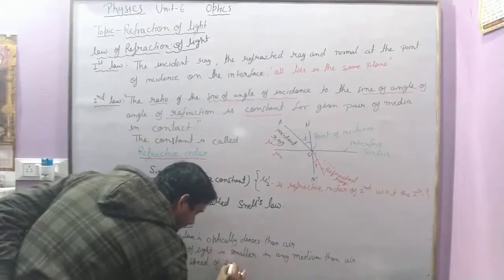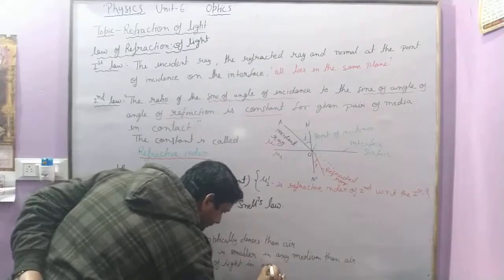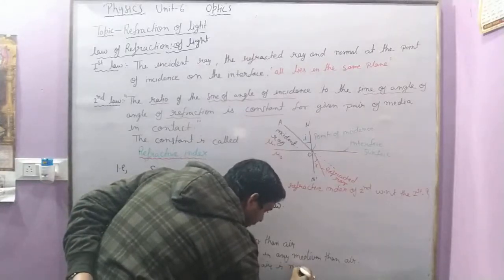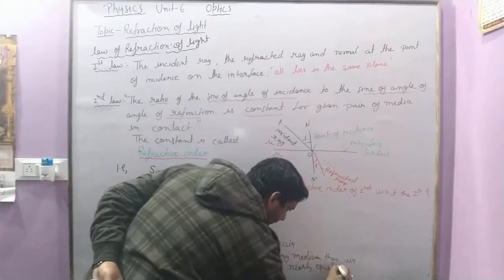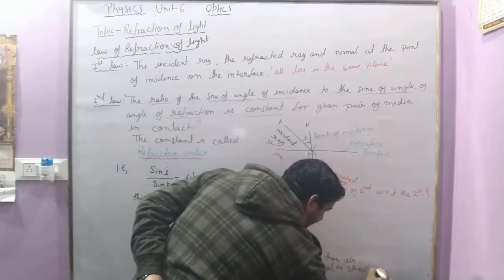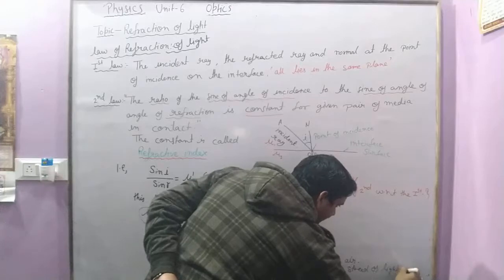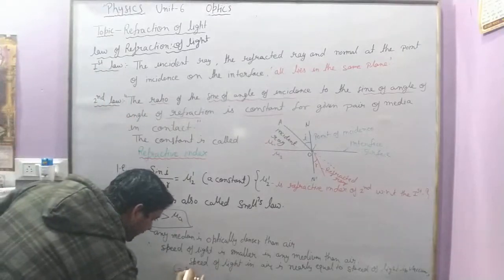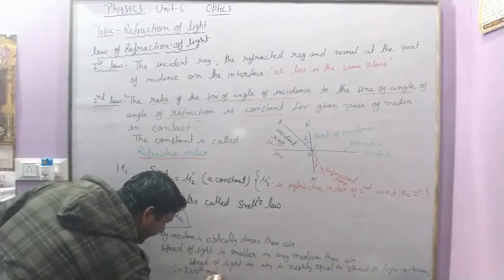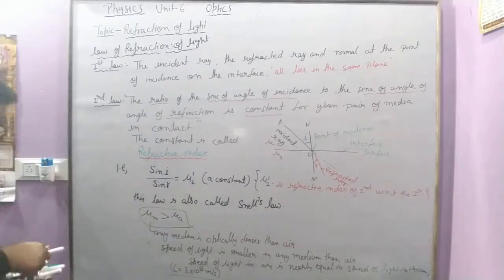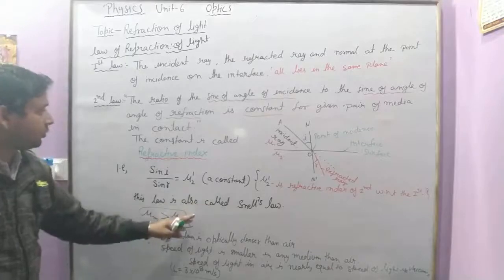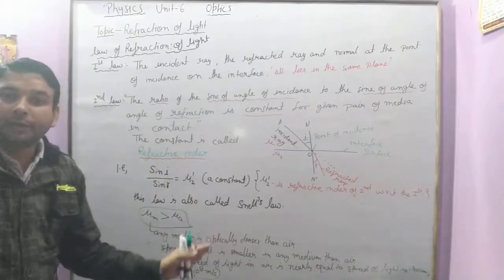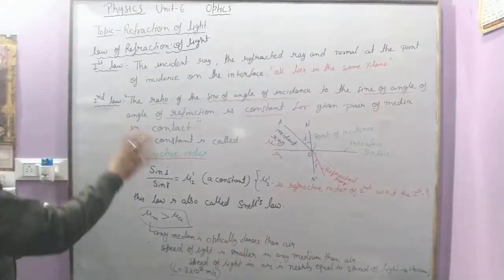Okay, and the speed of light in air is nearly equal to the speed of light in vacuum, that is c equal to 3 into 10 to the power 8 meter per second. Now we can also define the refractive index in the form of the ratio of the speed of light in air to the speed of light in medium. Just note it down.